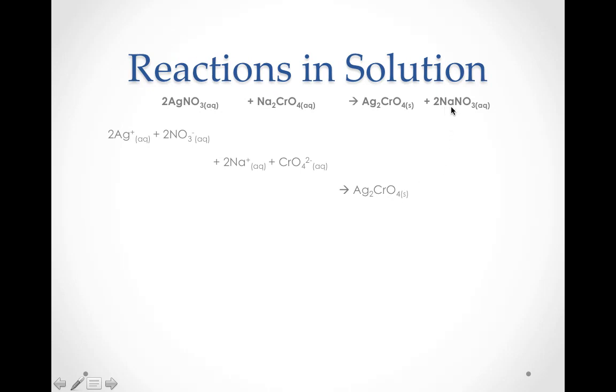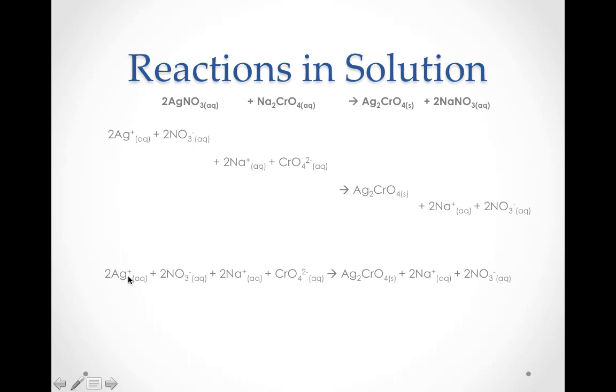Now, if we look at sodium nitrate, it says aq. So we're going to split that into the dissociated form. So we have 2Na+ (aq) plus 2NO3- (aq). I wrote this out like this just because I couldn't fit it all onto a screen. And then what we're going to do is just consolidate everything.